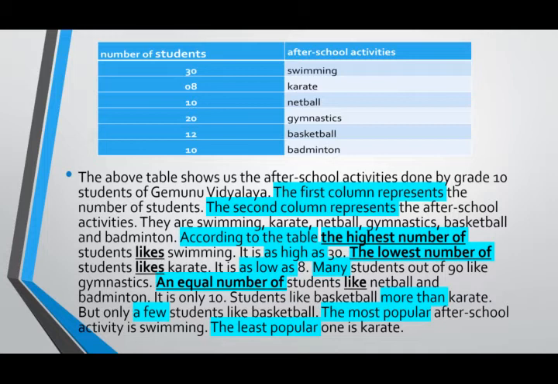According to the table, the highest number of students likes swimming. It is as high as 30. The lowest number of students likes karate. It is as low as 8. Many students out of 90 like gymnastics. An equal number of students like netball and badminton. It is only 10. Students like basketball more than karate.